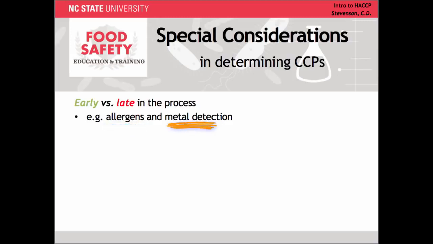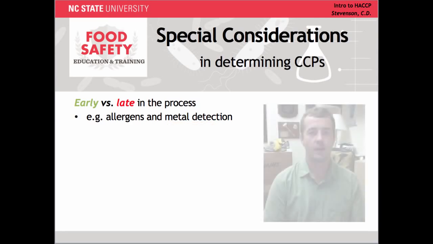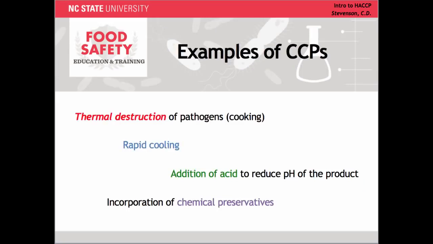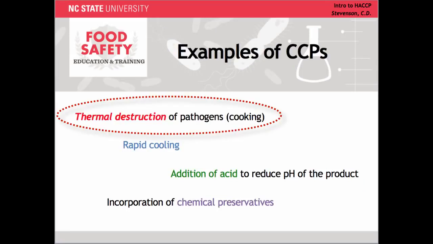Also, consider the application of metal detection immediately after a particularly hazardous process, such as those utilizing bandsaws that are likely to chip saw teeth later in the process. Usually, however, the CCP will be placed as late as possible in the process, so there is a terminal treatment that will cover multiple hazards, such as the effect of the cooking step on biological hazards. The most common CCP is a step which provides thermal destruction of pathogens. This is also one of the most effective in that it actually eliminates the hazard.